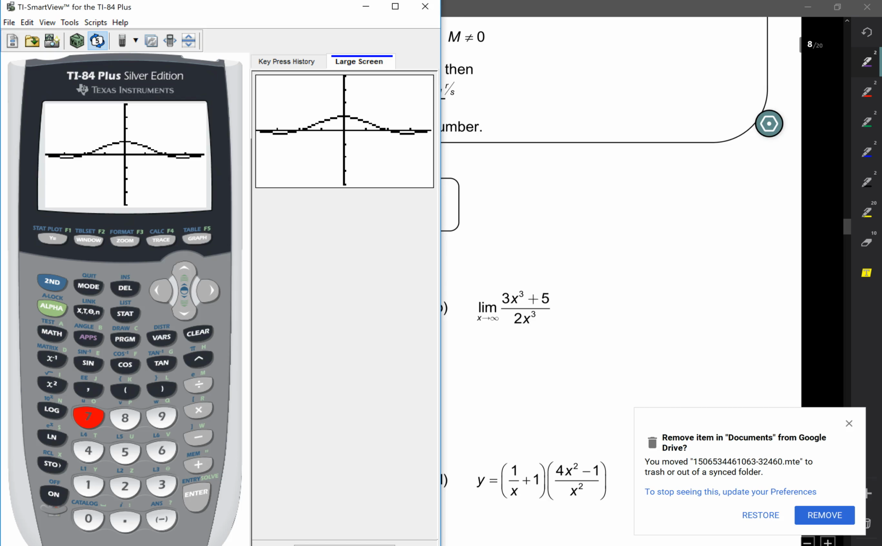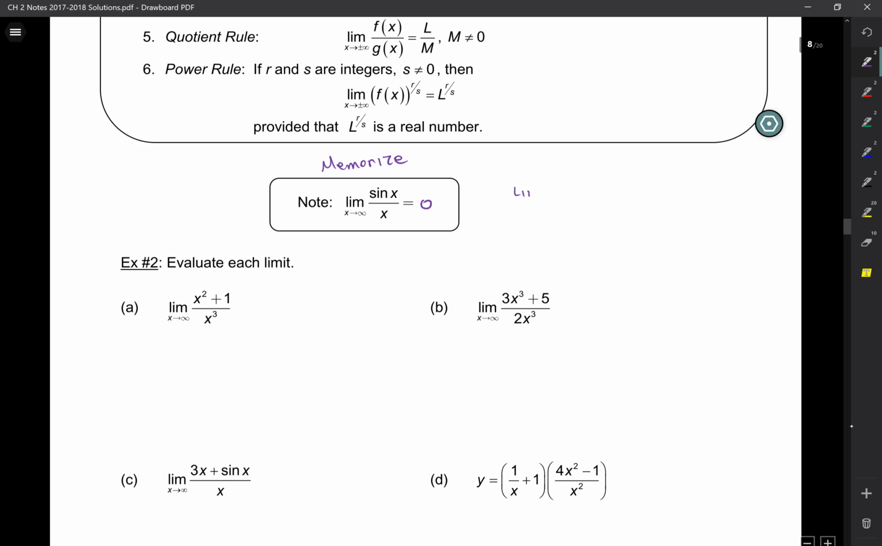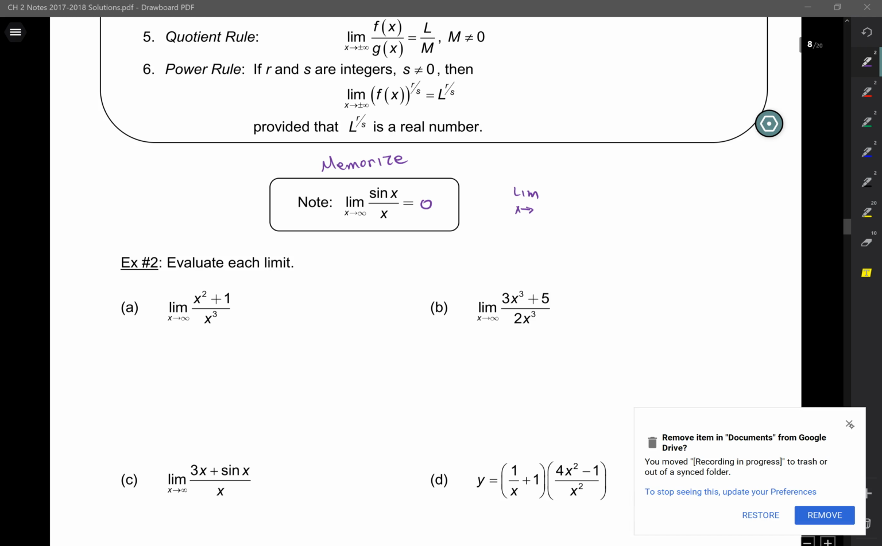It goes to 0, right? You can see it right there. So as x approaches infinity, sine of x over x is equal to 0. So now there are 2 to memorize. If it went to negative infinity, it would be the same. Right? So we have that one to memorize, and we already memorized this one.